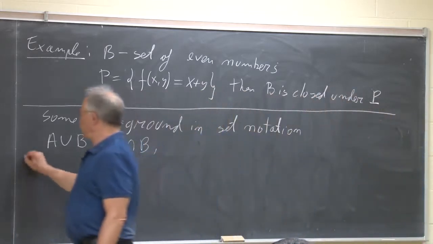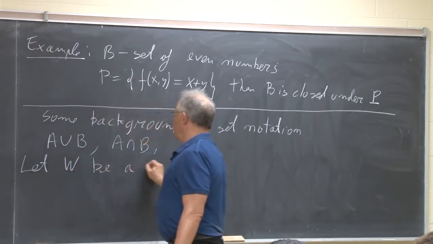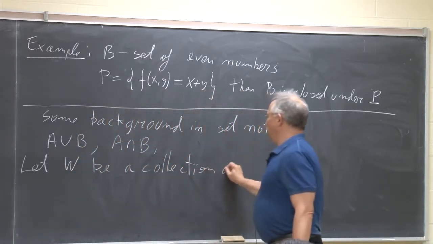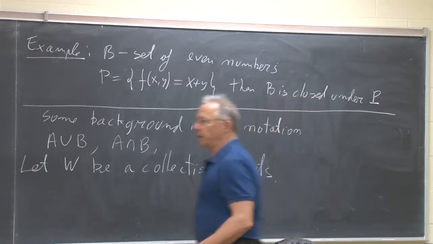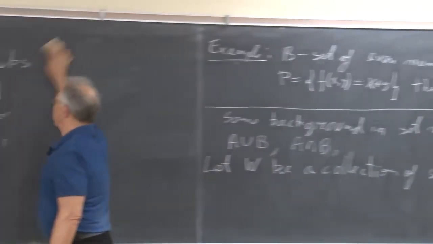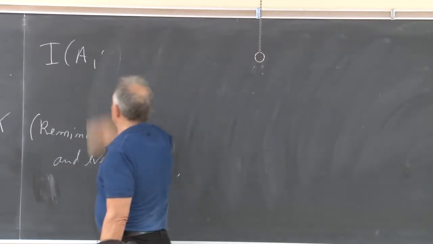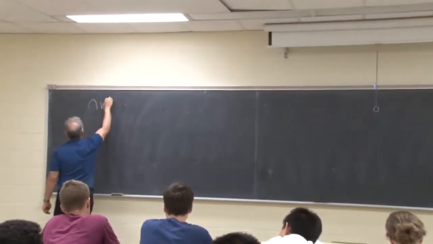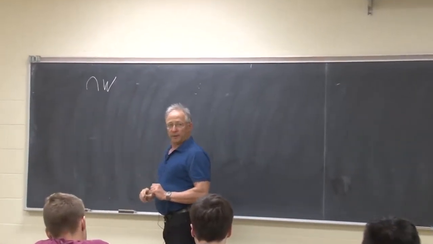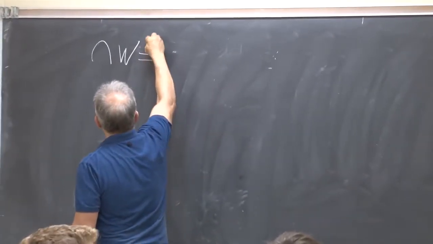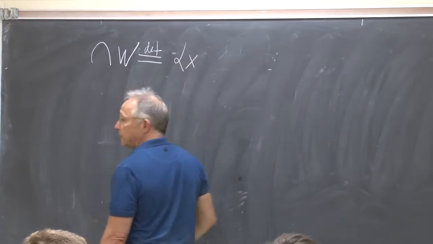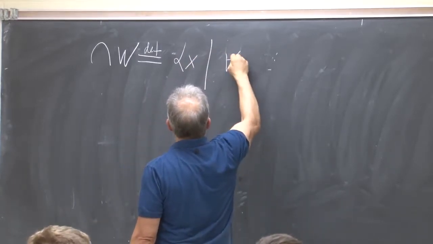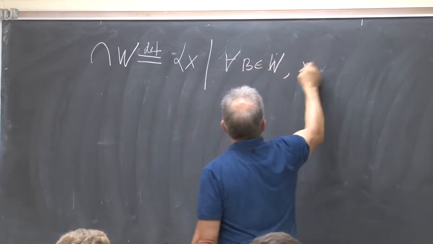So let W be a collection of sets. And I want to define similar operations for collections of sets. So I want to define the intersection of W. So W now is a collection of sets. So how do I define the intersection of W? The intersection of W is defined as the set of all x's such that for every set B in W, x is a member of B.